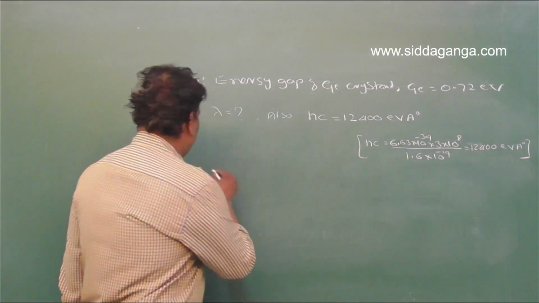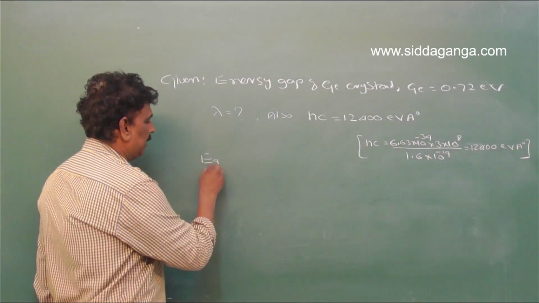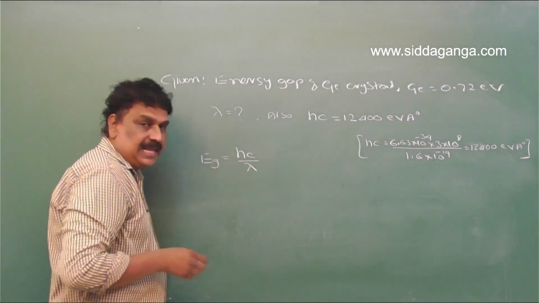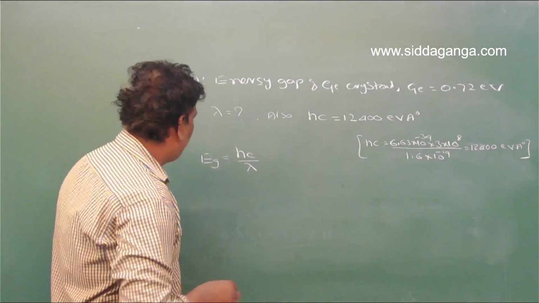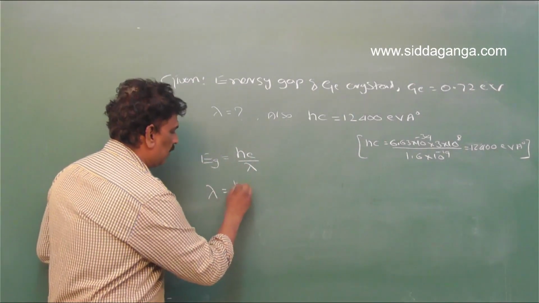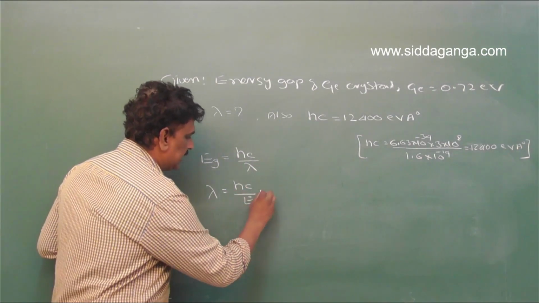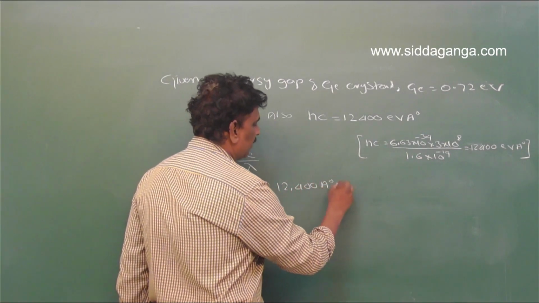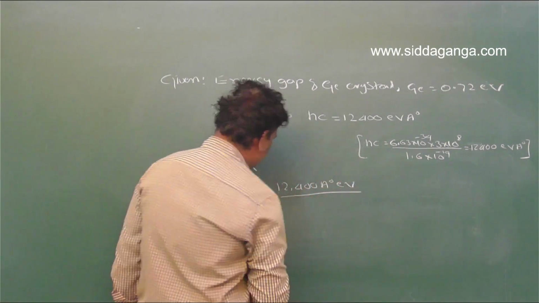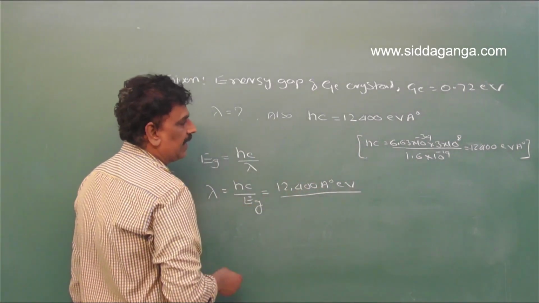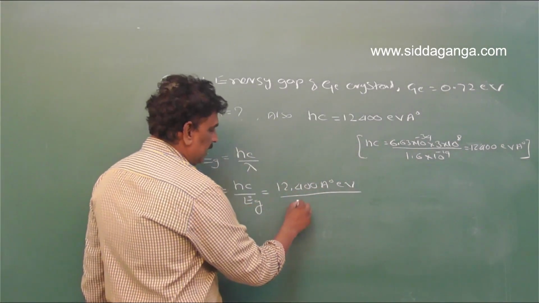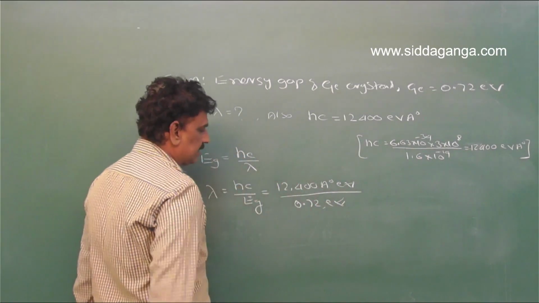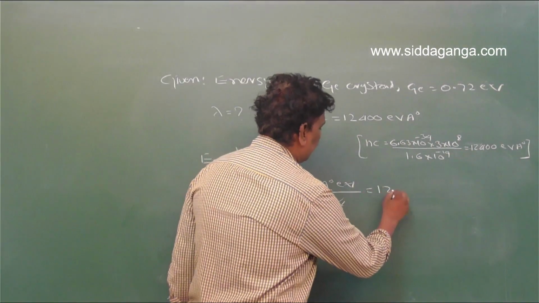Now we have the energy gap is equal to hc by lambda. This is the energy of incident radiation, or lambda is equal to hc by Eg, that is energy gap. So we have hc is equal to 12,400 angstrom unit eV, divided by energy gap in eV, that is 0.72 eV. EV gets cancelled. So when we divide this, we will get the answer.